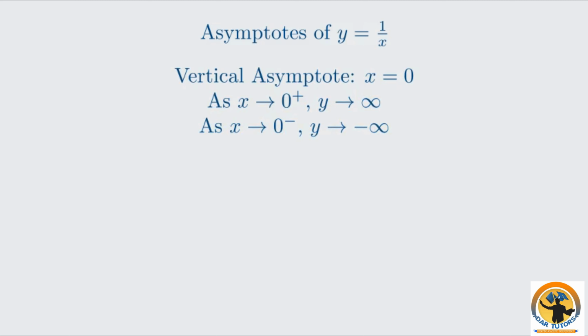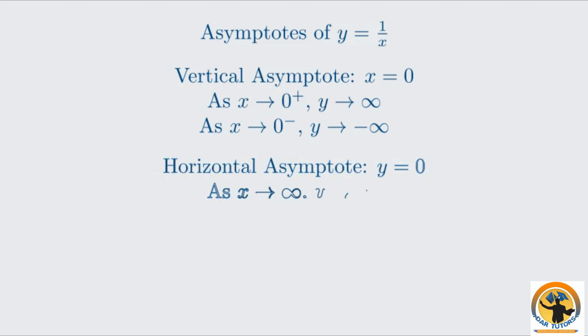Now let's look at the horizontal asymptote. This occurs as the absolute value of x becomes infinitely large. As x approaches positive infinity, the value of 1 over x gets closer and closer to 0, remaining positive. We write this as 1 over x tends to 0 plus. As x approaches negative infinity, 1 over x also approaches 0, but it remains negative. So we write 1 over x tends to 0 minus. The horizontal asymptote is y equals 0. So we've now discussed and formalized the asymptotes for the basic reciprocal function y equals 1 over x.